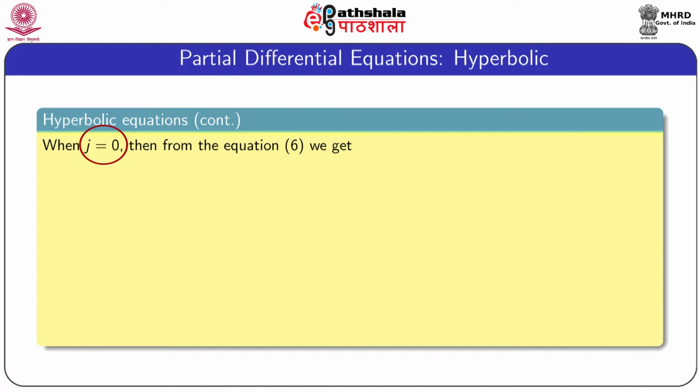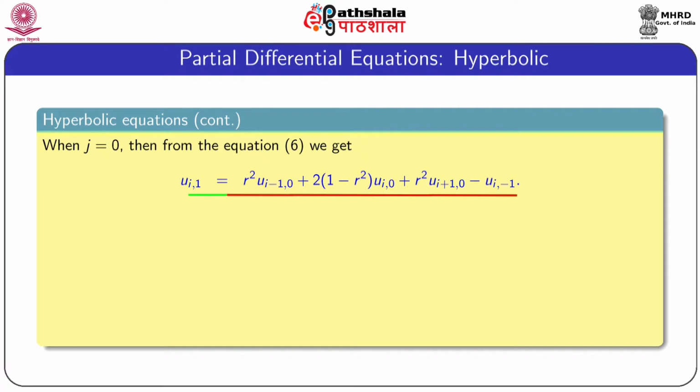When j equal to 0, then from equation 6 we have u(i, 1) equal to r square into u(i minus 1, 0) plus 2 into (1 minus r square) u(i, 0) plus r square u(i plus 1, 0) minus u(i, minus 1). But u(i, minus 1) is not a valid value, but this value can be determined from the initial condition for the first derivative.